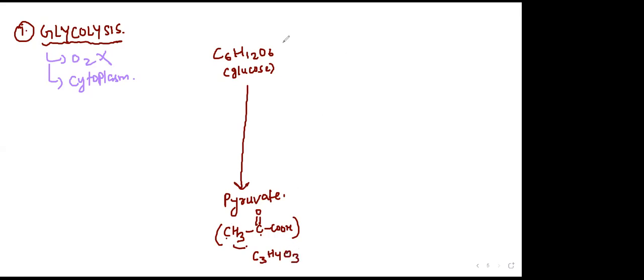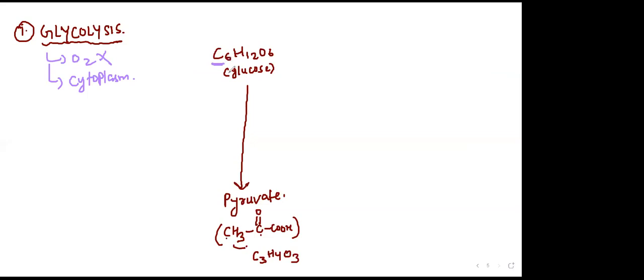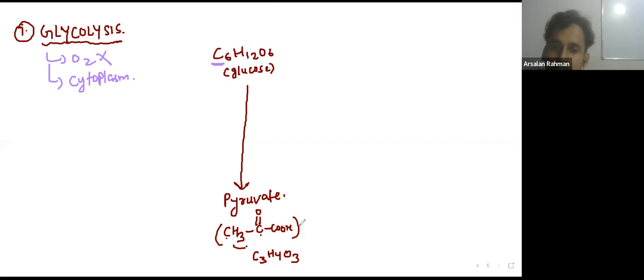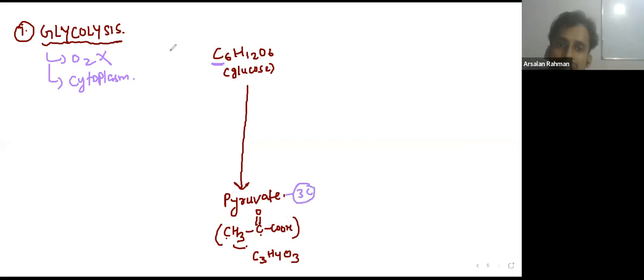Initially, how many carbon do we have in glucose? 6 carbon. And how many carbon is present in pyruvate? 3 carbon. So how many pyruvate molecules can one glucose form?